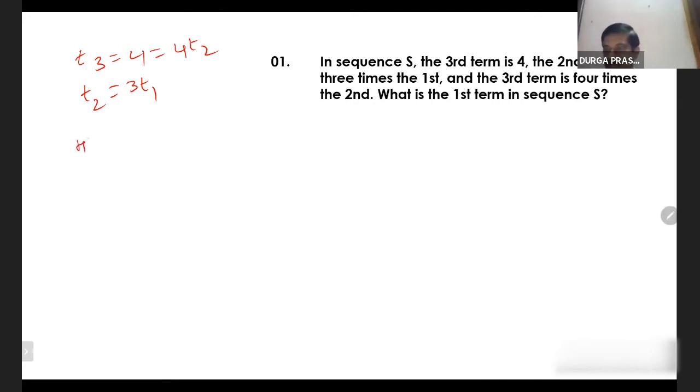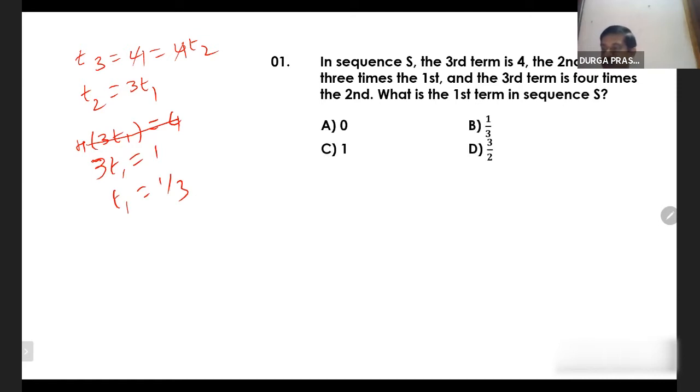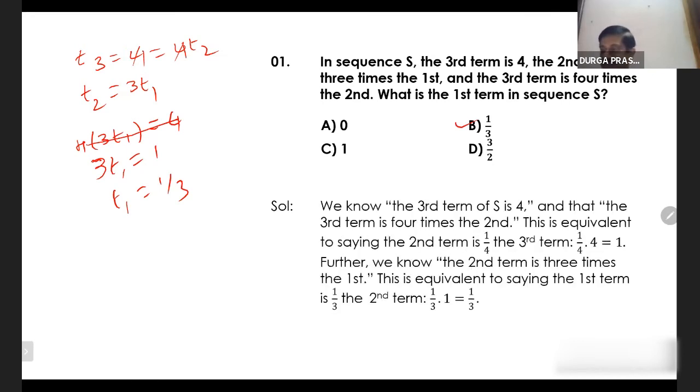So 4 into T2, where T2 is 3T1, equals 4. So of course T2 equals 1. If you cancel these two, T2 equals 1. So this we can eliminate. So 3T1 equals 1, T1 equals 1 by 3. So this is the option we get. You have option B for that. Please note it fast, quick.